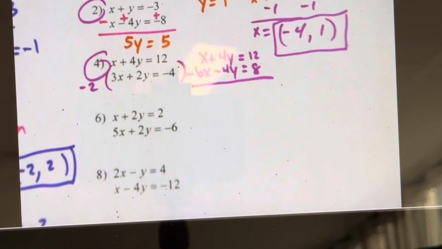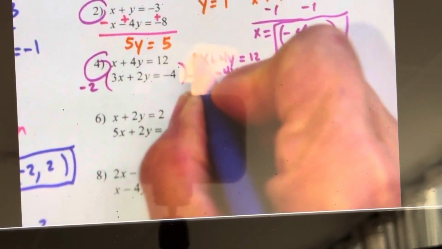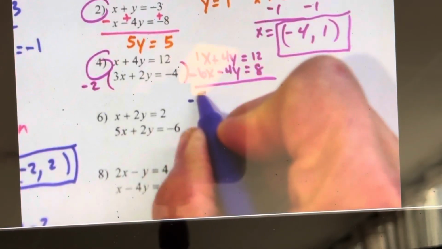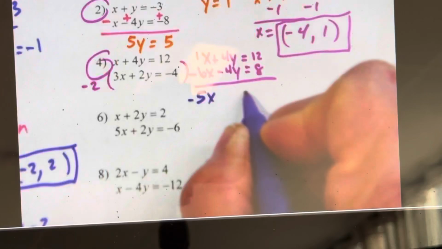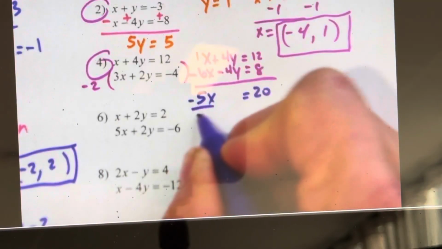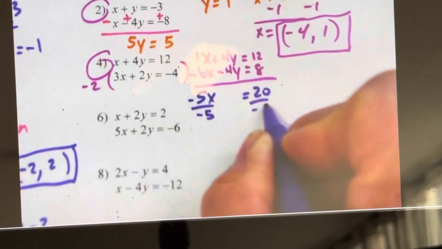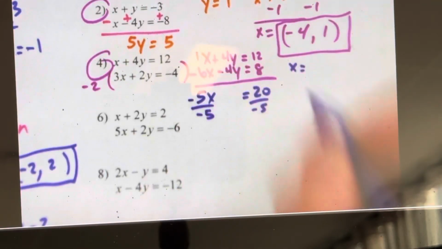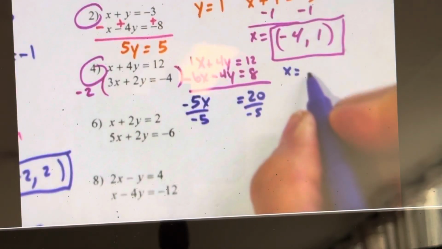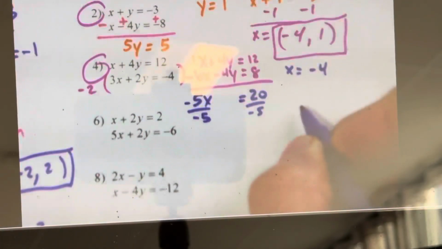Okay, what is negative 6 plus 1? When there's not a coefficient, the coefficient is 1. So negative 6 plus 1 is negative 5. So negative 5x equals 12 plus 8, which is 20. Divide by negative 5. And x equals what? Yep, negative 4. So if x equals negative 4, what does y equal?